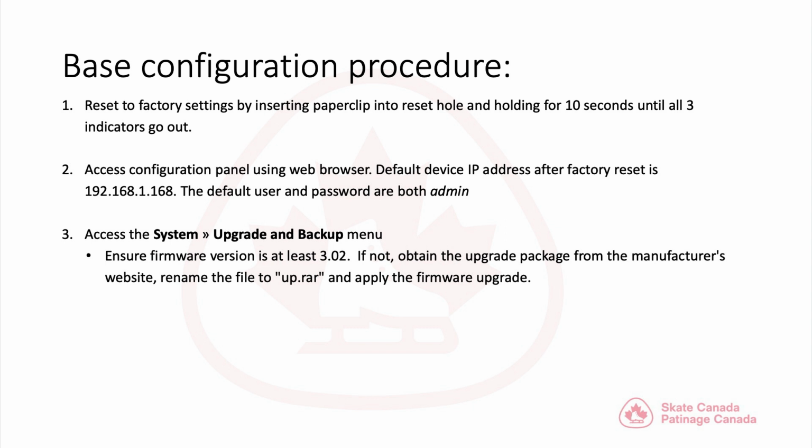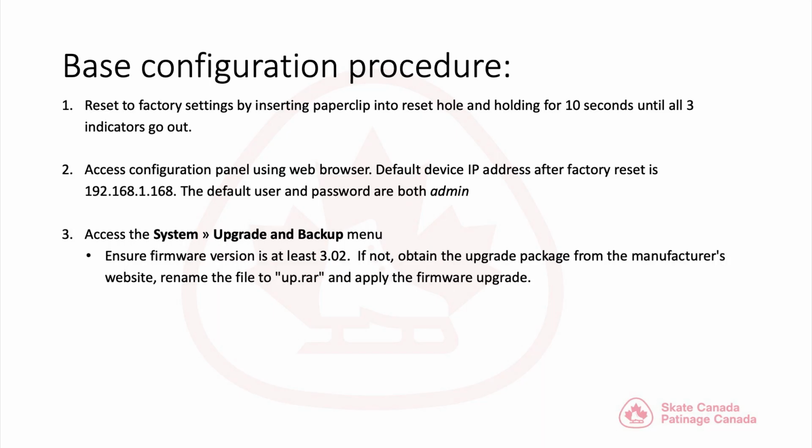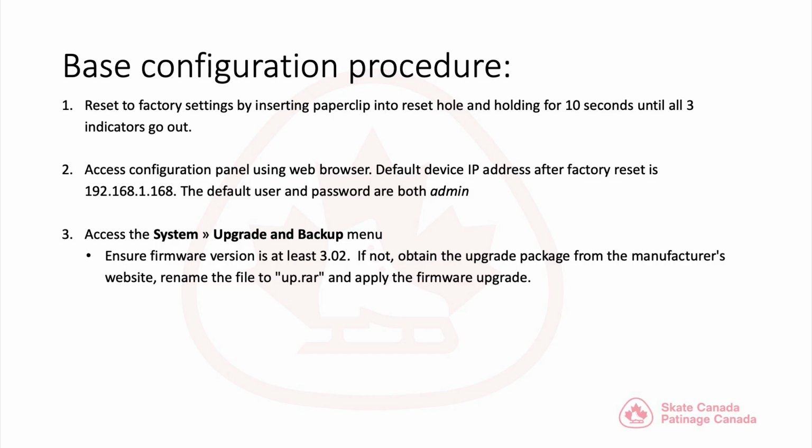Next, use a web browser to access the video encoder's configuration panel. Following a factory reset, the encoder's IP address will change to the default value of 192.168.1.168. To be able to communicate with the encoder, your computer must be networked on the same subnet as the encoder. More specifically, it must have an IP address that begins with 192.168.1.something, where that something is a random value between 2 and 255. Just make sure you don't use the same host address as the encoder, which is 168.